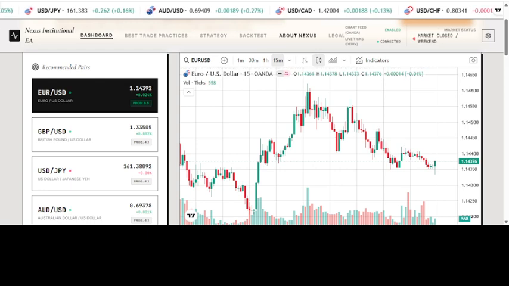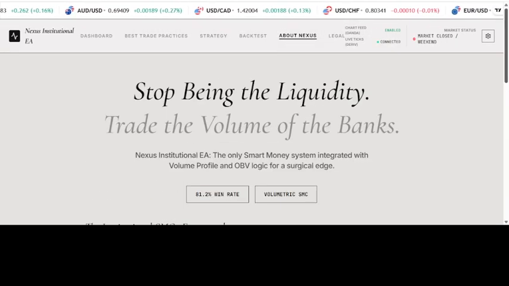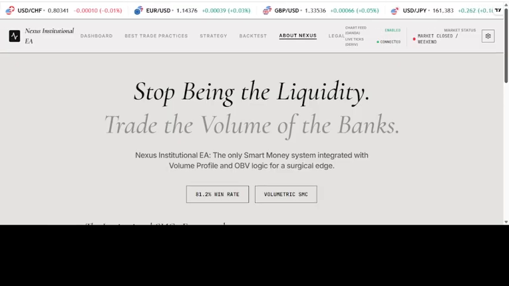Okay, so what is the Nexus Expert Advisor about? As a retail trader, we've been taught to trade a specific way, with things like stop losses and trends. What happens here is that the big liquidity providers and the banks know where we're setting our stop losses. They know what we're thinking before we're thinking, and they treat retail traders as their exit liquidity for their trades.